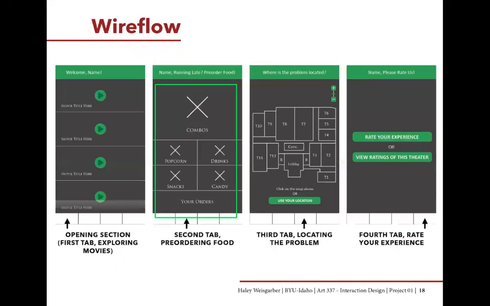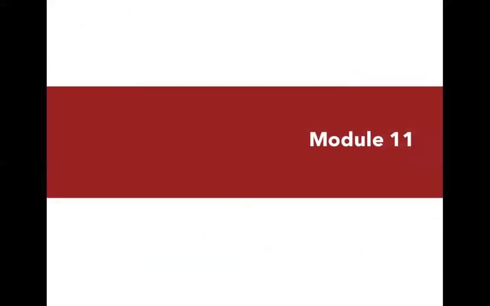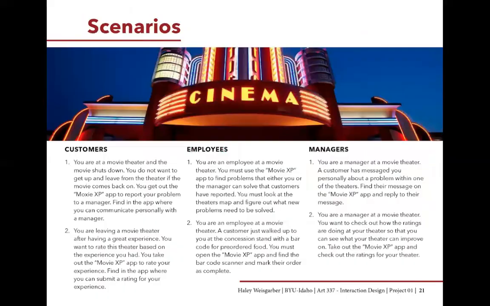So I started with digital sketches, and I wanted an opening section where they could explore movies, a second tab where they could pre-order food, a third tab where they could locate the problem that they're having within the theater, and then a fourth tab where they could rate their experience. And so these are my scenarios that I came up with. I actually ended up changing them a little bit at the end, which I'll show you.